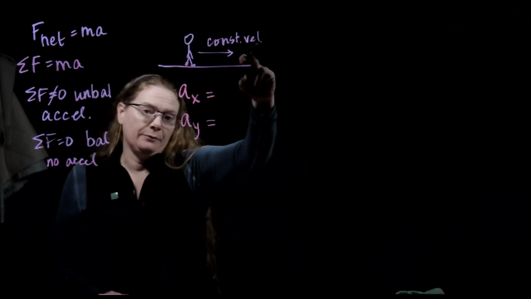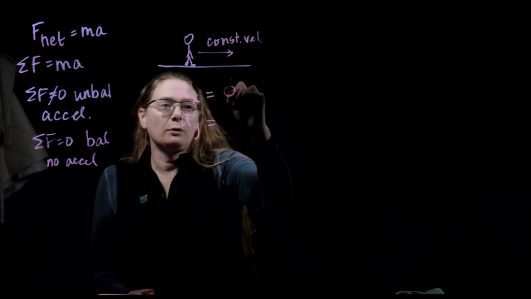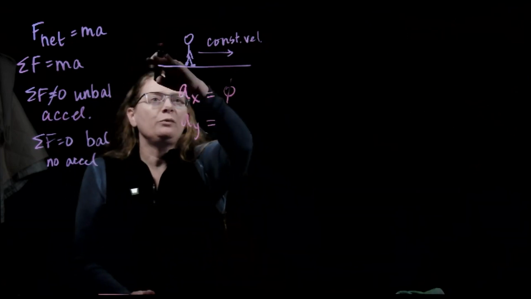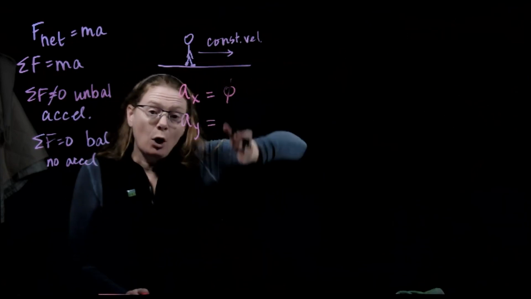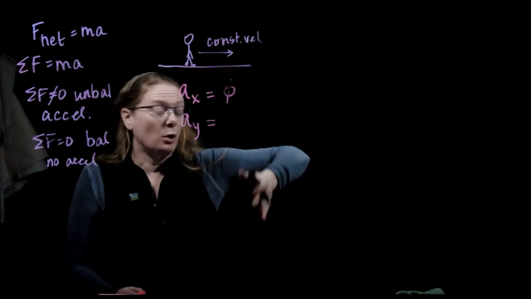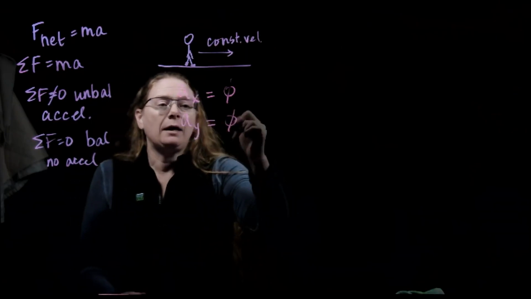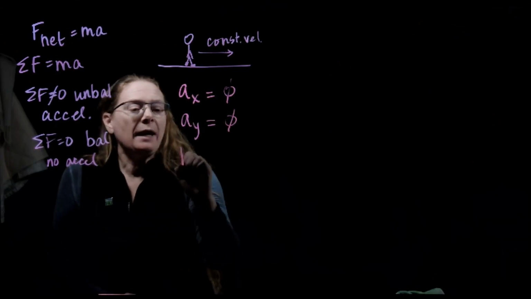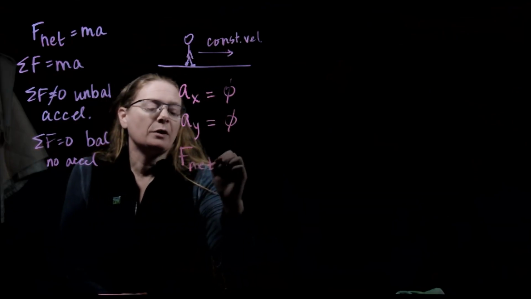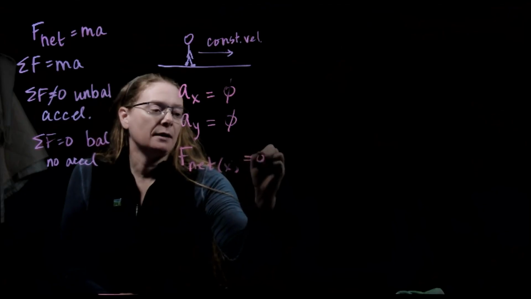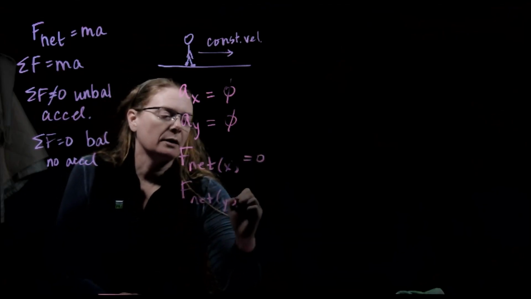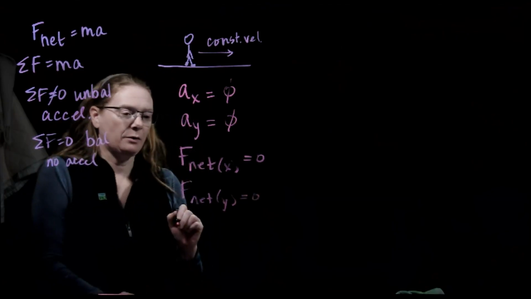Well, we're told it's constant velocity. That means cruise control is on. There's no acceleration in the x direction. If we're just moving like this, there's no motion up or down, so there is no acceleration in the y direction either. So that would tell us that the net force in the x direction has to add up to zero, and the net force in the y direction has to add up to zero.